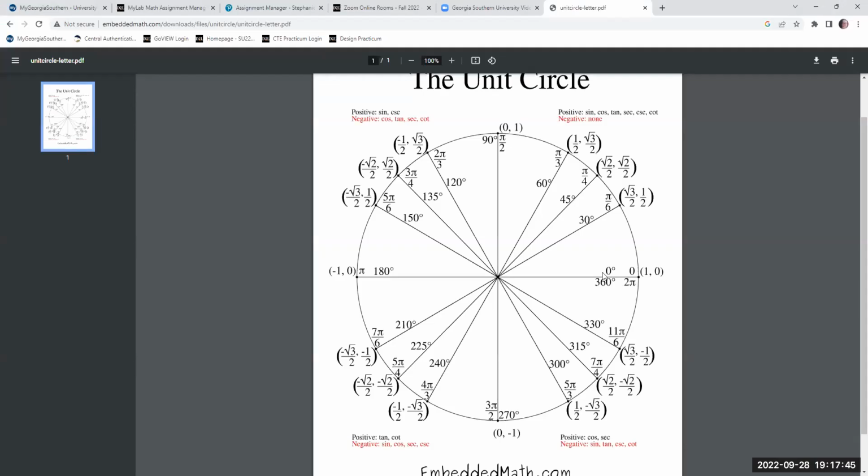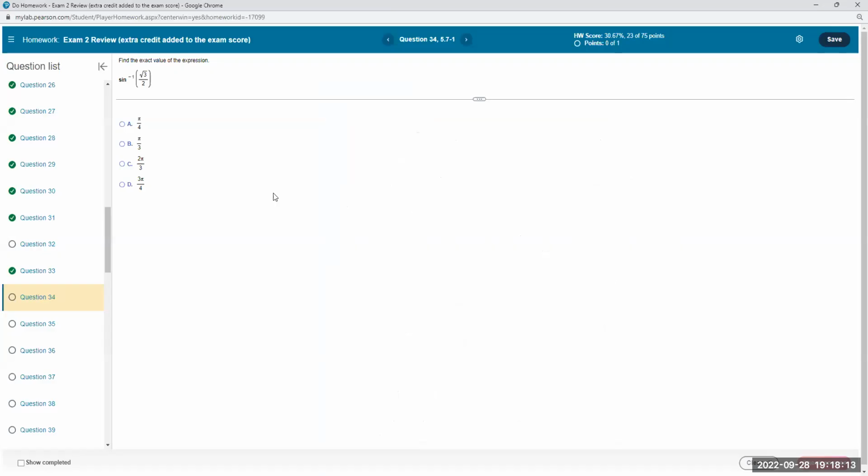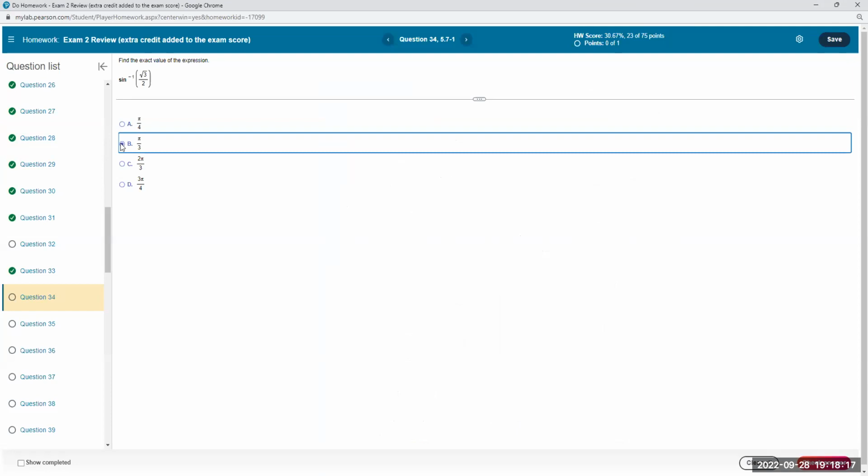Here, instead of looking down here at the negative square root of 3 over 2, we're going to look at the y coordinate of square root of 3 over 2 in the first quadrant. So that would be 60 degrees at that angle. And remember, this is your input, square root of 3 over 2 for sine inverse, and your output is the angle at that coordinate. Okay, so 60 degrees is the answer, which is pi over 3 in radians.